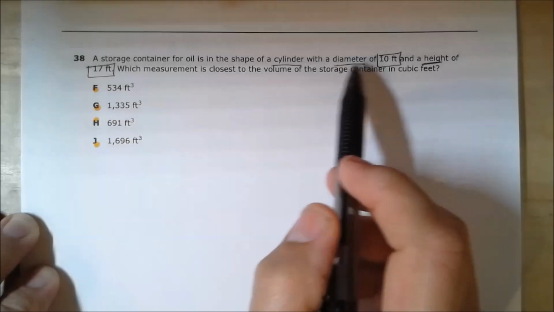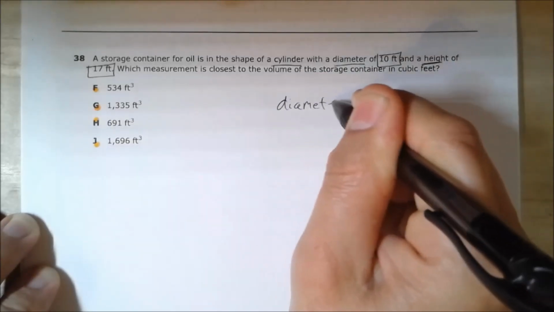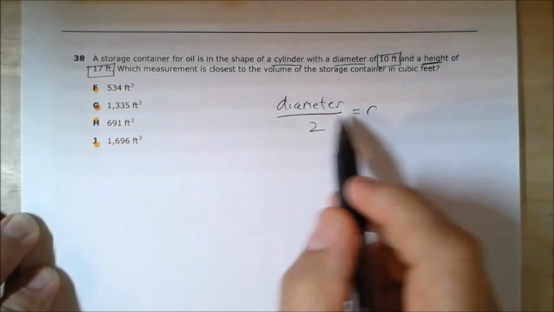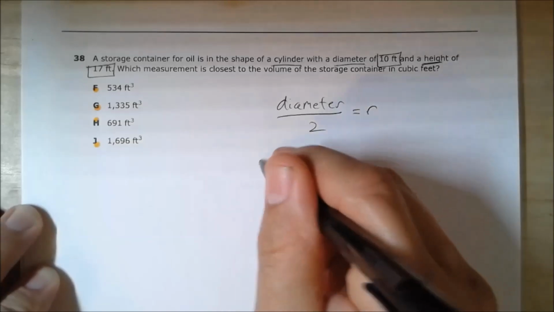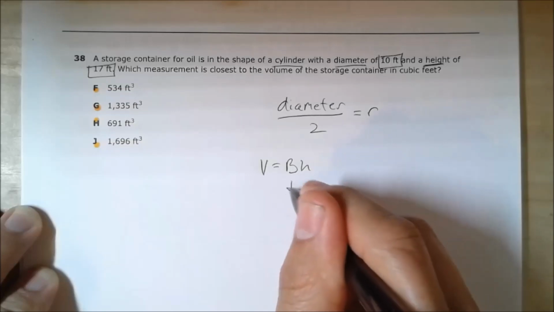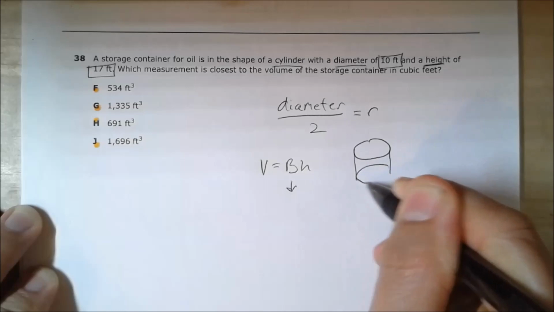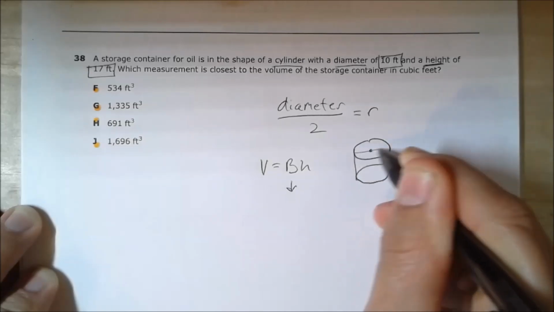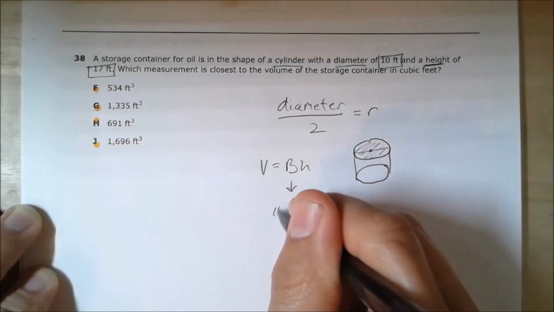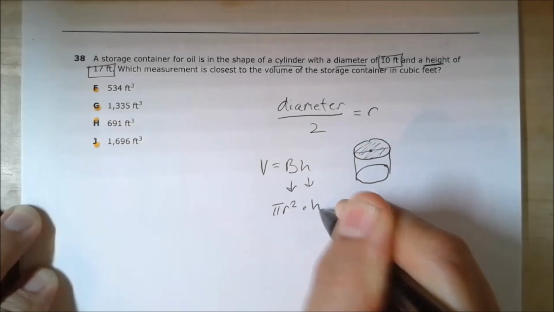Do notice that it said diameter, right? And remember, when we get the diameter, if we want to get the radius, we got to divide it by 2 to get the radius. Now if we looked at our formula sheet earlier, it's V equals big B times H. We know that a cylinder, if we were to draw it out, the base is the shape of a circle. And so with that shape being a circle, we know that the formula for the area of the base is pi r squared, and then times h.